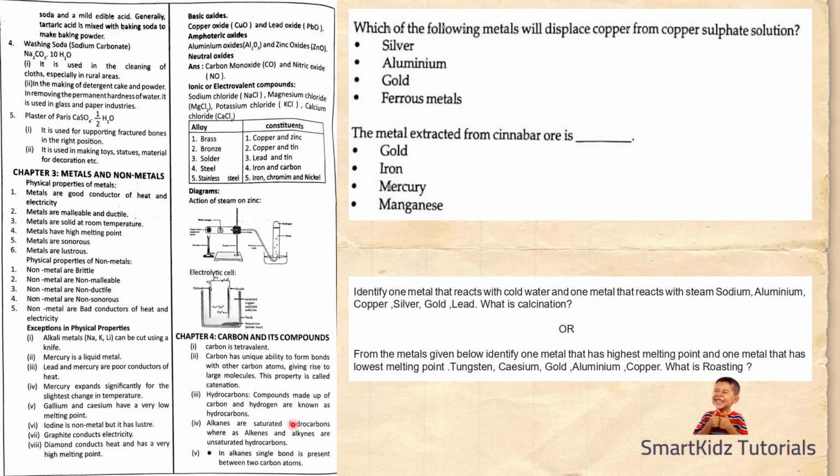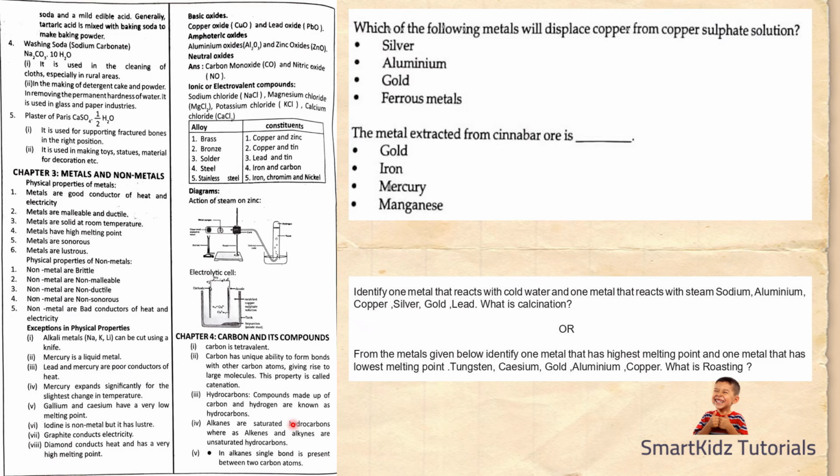Alkenes, on the other hand, refer to a double bond. So when a hydrocarbon has a double bond in between, it may have one double bond or more than one double bond. But when there is a double bond, we refer to that hydrocarbon as an alkene. And when there is a triple bond, that means three bonds between two carbon atoms, that is when we say that hydrocarbon is an alkyne.